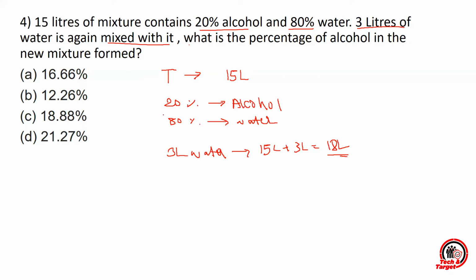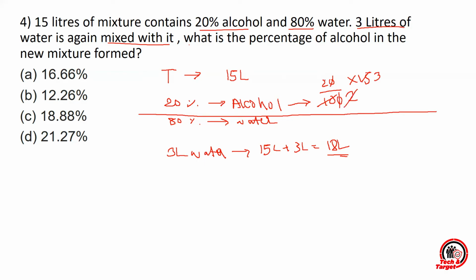Now first of all, initially we know that 15 liters of mixture was there, and in that 20% of alcohol was there. Now 20% of alcohol means what? It is basically nothing but 20 by 100 into 15 liters. If we cancel it, the 0 gets cancelled, so 2 times, and this is 3 times. 5 2s are 10, 5 3s are 15. 2 and 2 get cancelled. So the only thing remaining is 3 liters. So 20% alcohol means there are only 3 liters of alcohol in the 15 liter mixture.